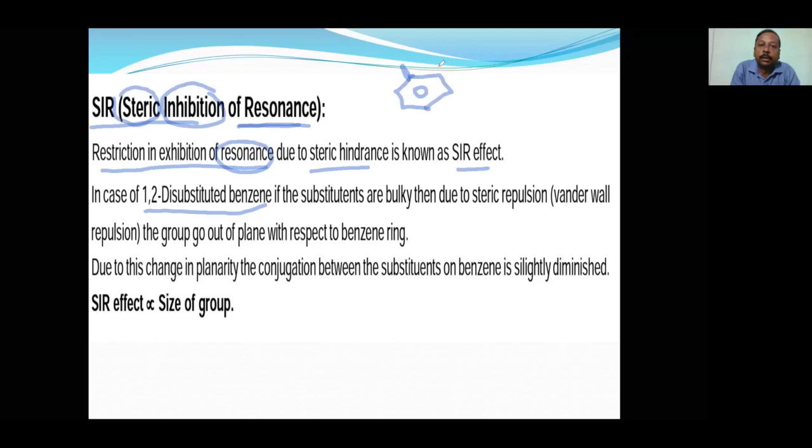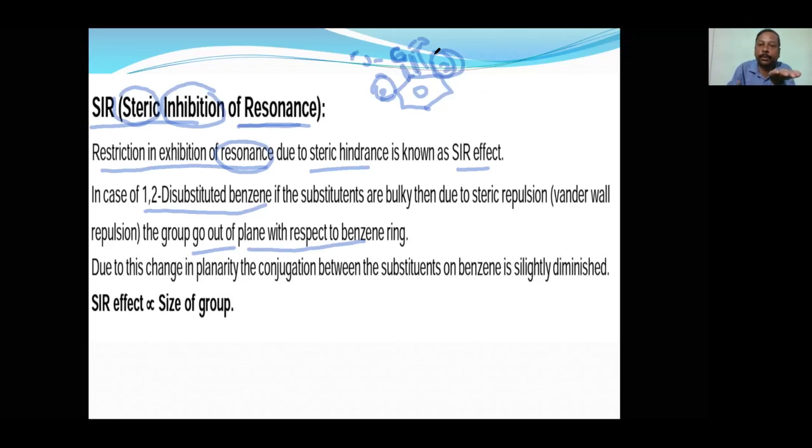Now this will be 1, and this will be 2. When bulky groups are available here, then this group will be unable to show the resonance, because the group goes out of the plane with respect to the benzene ring. Suppose there is a carboxylic acid. In the carboxylic acid, they all must be in the same plane, but a bulky group will flip; it will rotate.